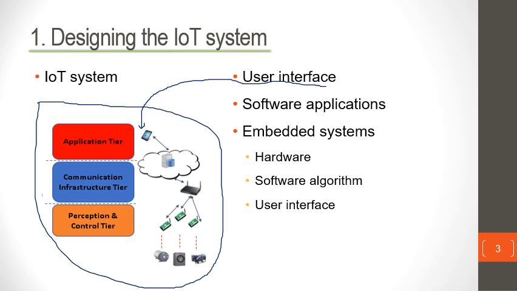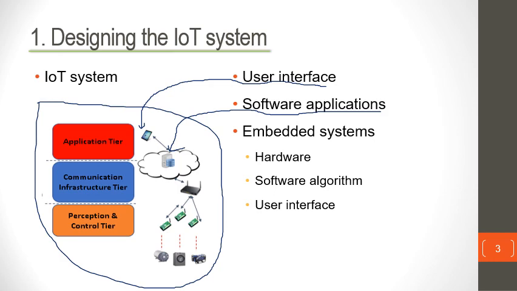The second major part would be the software application that sits on a remote server, which would typically contain most of the intelligence of the system. That is, its main functionality would be to process the data that has already been extracted by the lower perception and control layers.